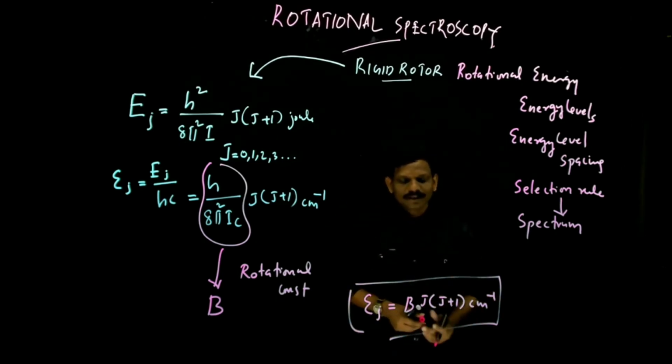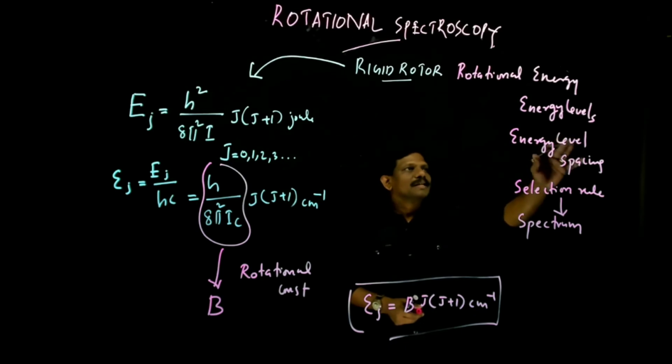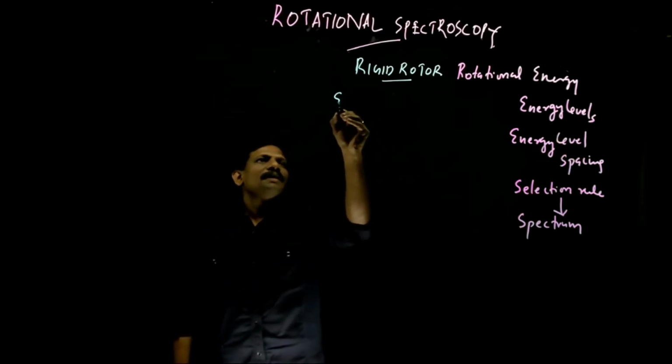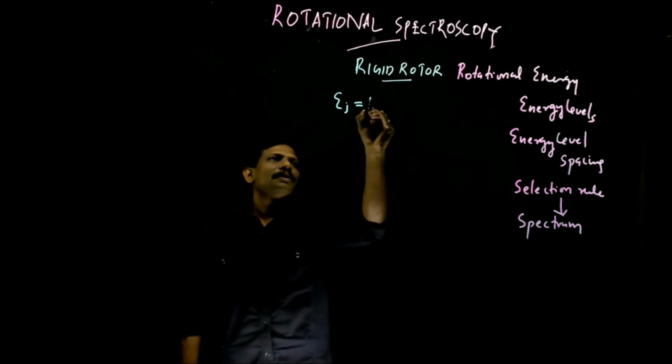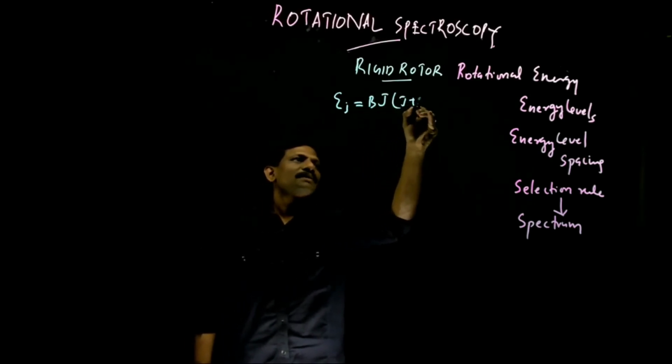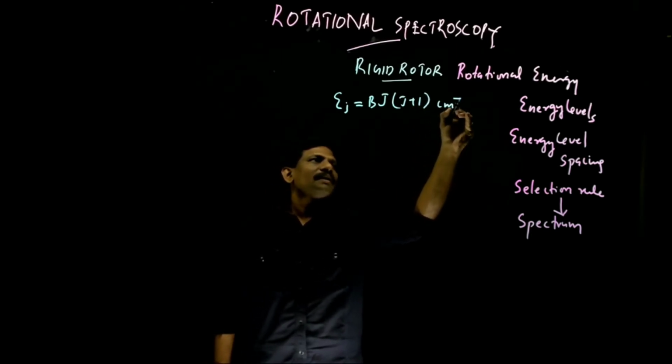Then we will think about the rotational energy levels. You see, our equation is EJ is equal to B J into J plus 1 centimeter inverse.